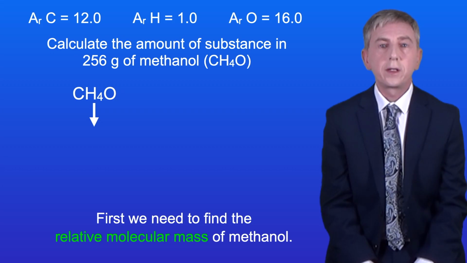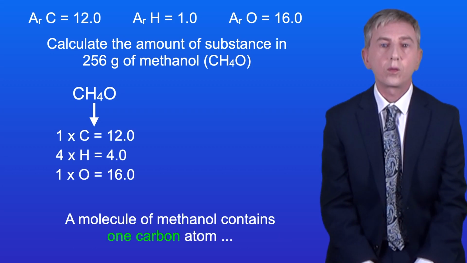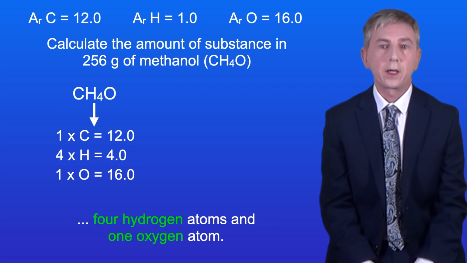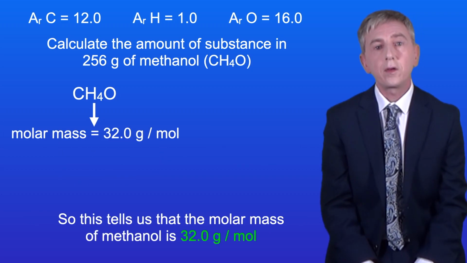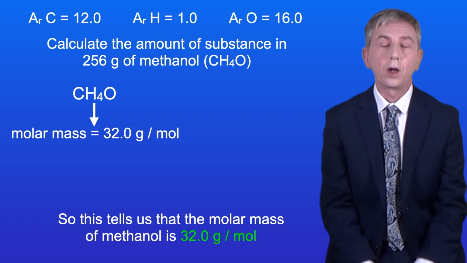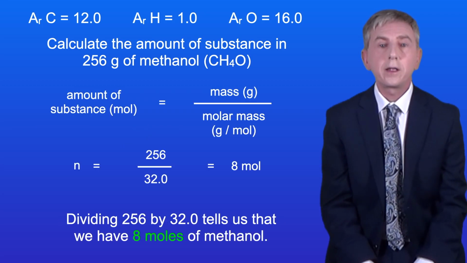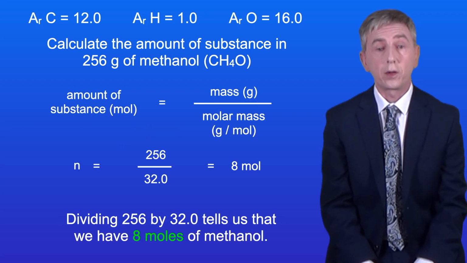Okay, first we need to find the relative molecular mass of methanol. A molecule of methanol contains 1 carbon atom, 4 hydrogen atoms, and 1 oxygen atom. Adding up the relative atomic masses gives us a relative molecular mass of 32.0. So this tells us that the molar mass of methanol is 32.0 grams per mole. Dividing 256 by 32.0 tells us that we have 8 moles of methanol.